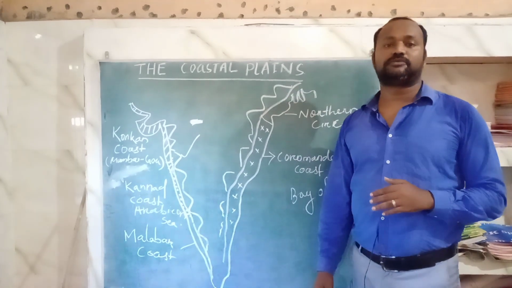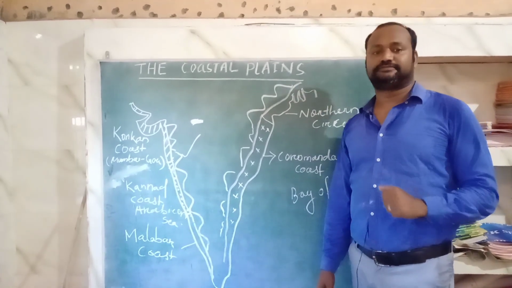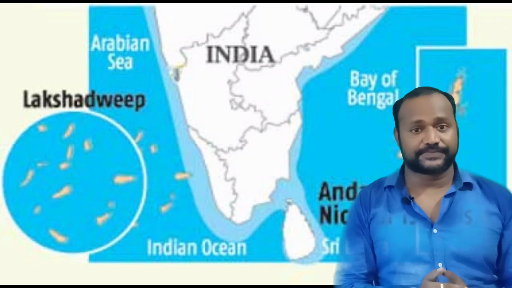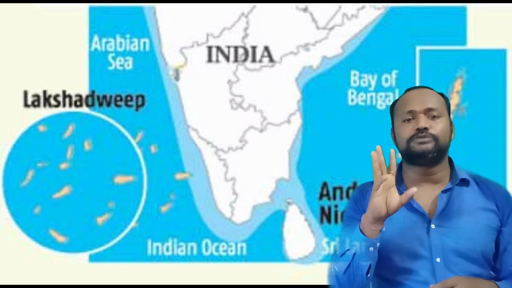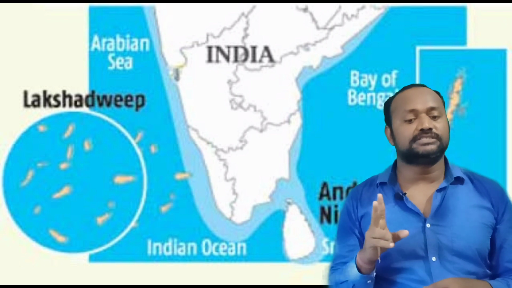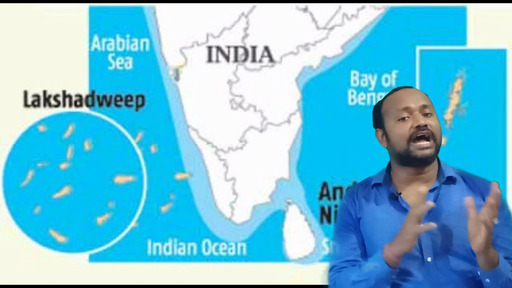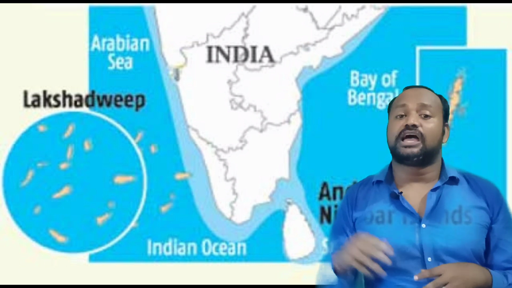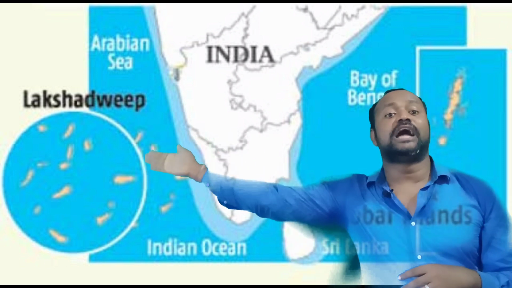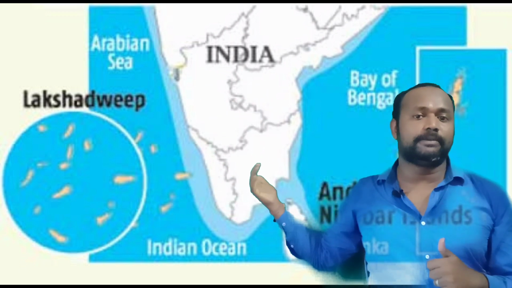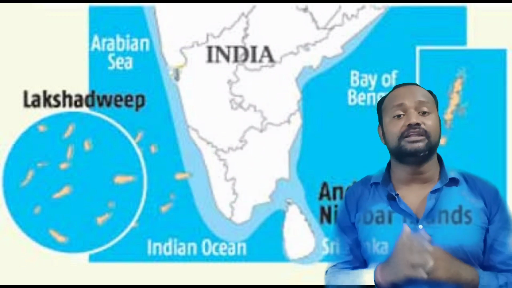Next we will discuss the Indian islands. India has two major islands. One is Lakshadweep, another is Andaman and Nicobar. Lakshadweep is located in the Arabian Sea. Andaman and Nicobar is located in the Bay of Bengal and stretches up to the Indian Ocean.